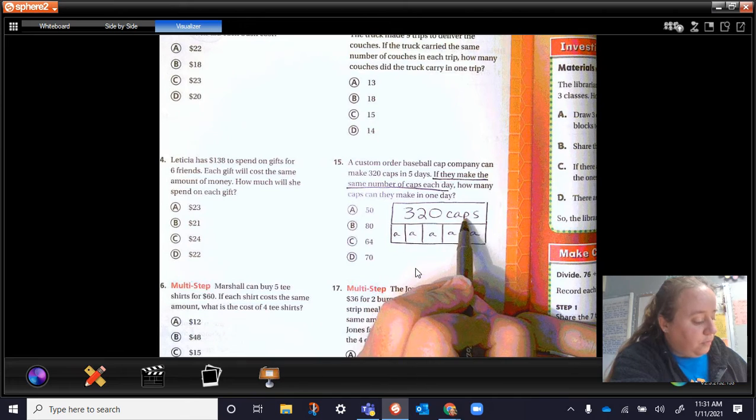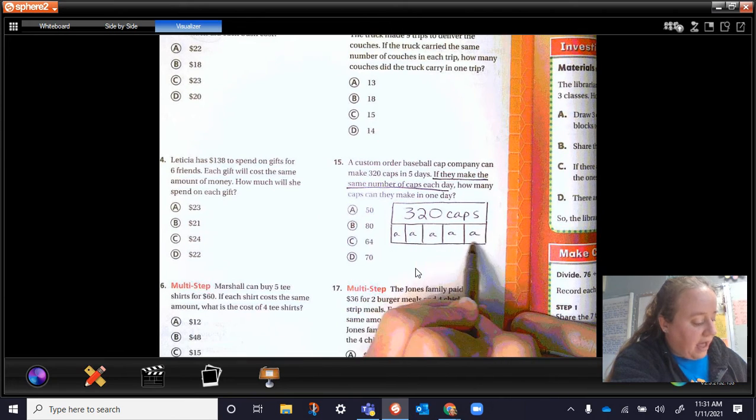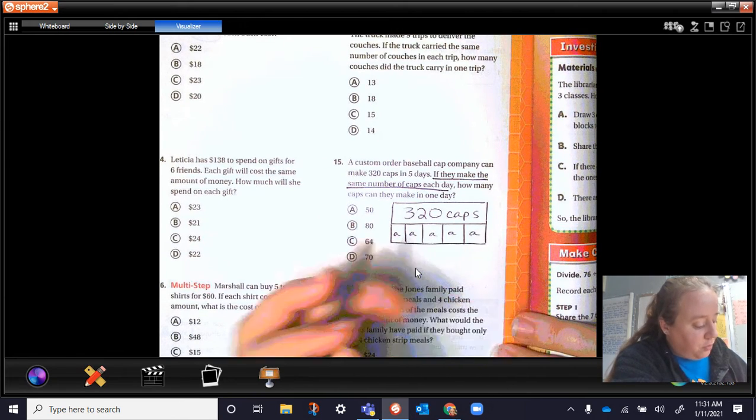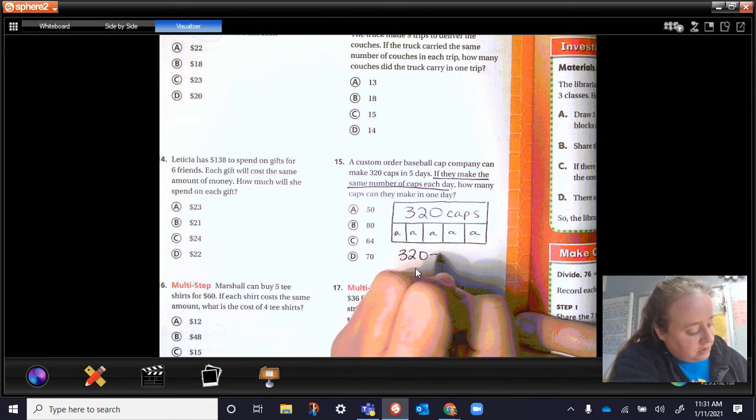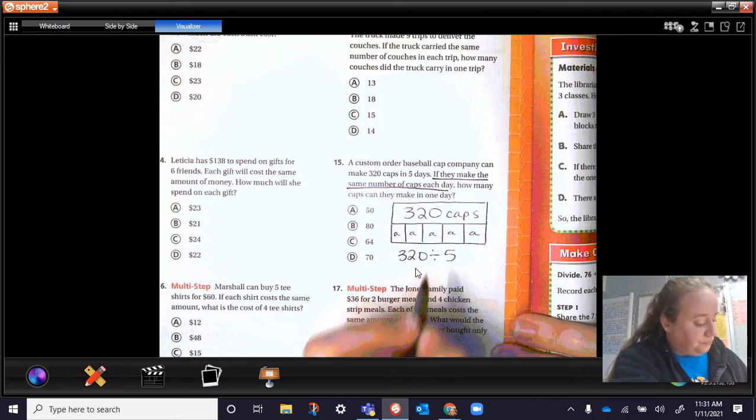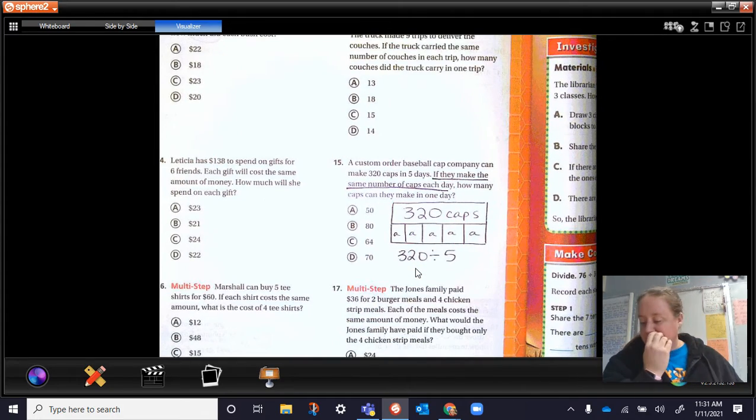When we know the total, we know how many groups we have, we just don't know the number in each group, we need to divide. So this would be 320 divided by 5. So we looked at that one together.